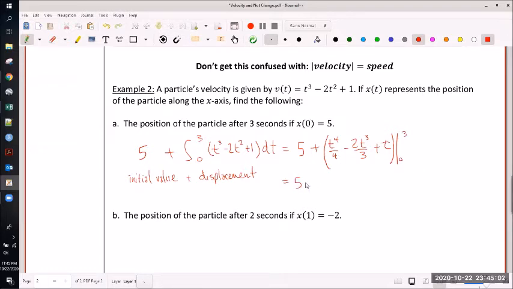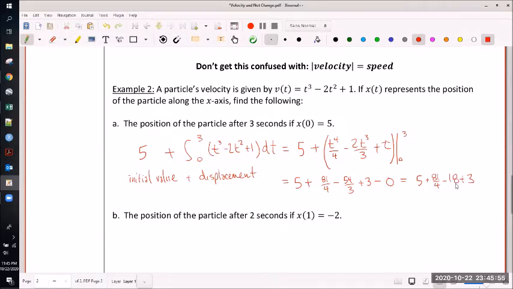Okay, so this gives us 5 plus, and now we'll substitute in the 3 here. This is 81. We'll have 81 over 4 minus 2 times 3 cubed, which is 2 times 27, or 54 over 3, plus 3. And then we'll evaluate this at t equals 0, which means we'll subtract 0. Okay, so we have 5 plus 81 over 4. 54 is divisible by 3, and that's 18. So I'll have 5 plus 81 over 4 minus 18 plus 3.